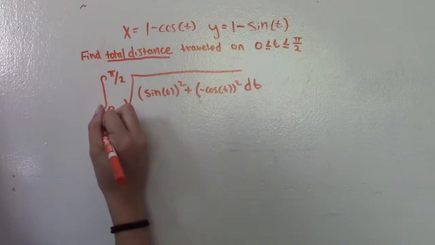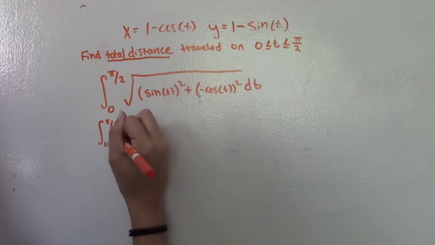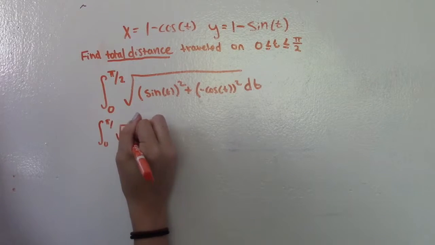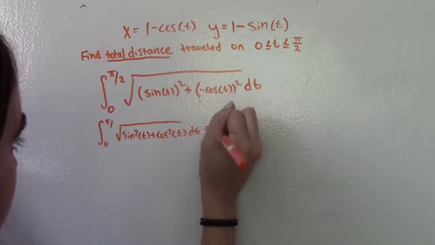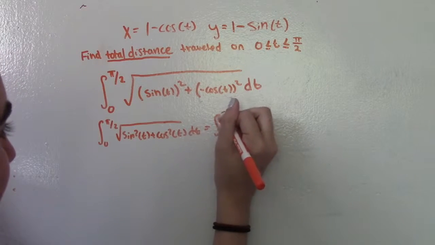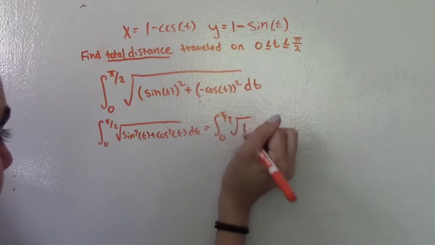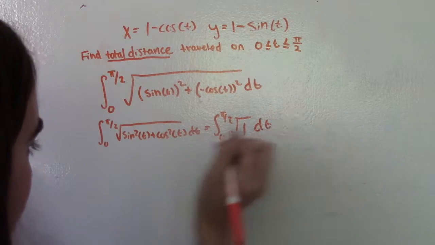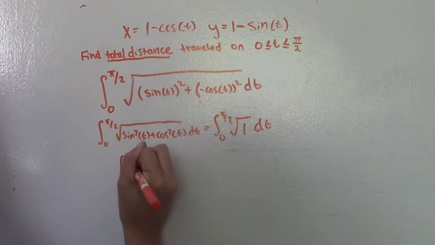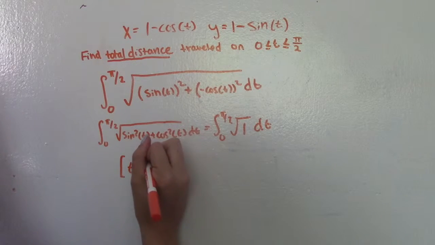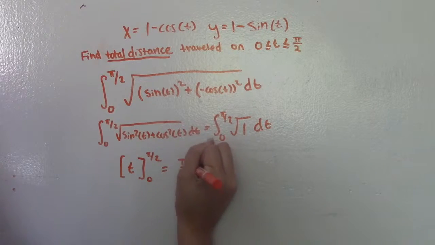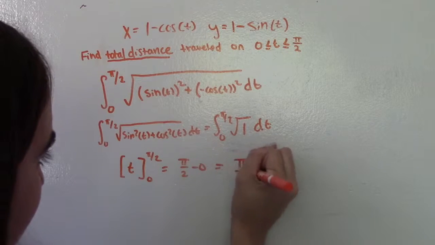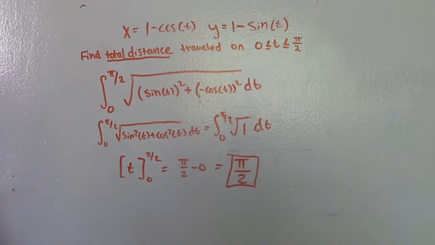We can simplify that to the square root of sine squared t plus cosine squared t, which is just equal to the antiderivative of 1, which is just t by the fundamental theorem of calculus, pi over 2 minus 0. The answer is going to be pi over 2. That's the total distance traveled.